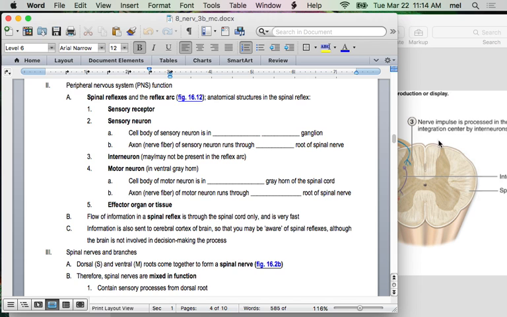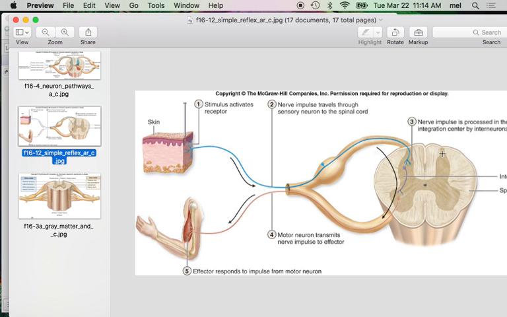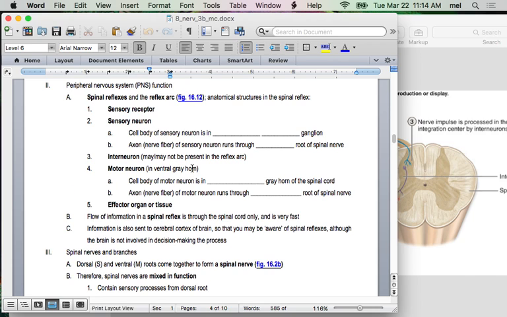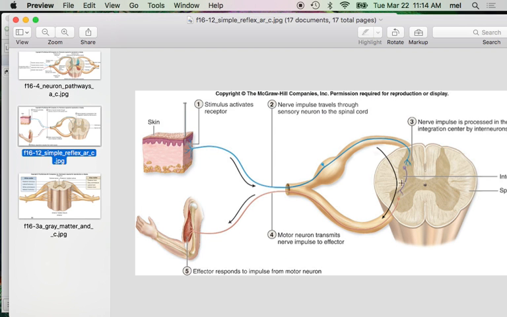And then the axon or nerve fiber of the sensory neuron runs through the dorsal root. Okay, so this is the dorsal root and that's the ganglion on the dorsal root. So the axon or nerve fiber runs through there. And then it's going to synapse in the gray matter of the spinal cord, right? And it's going to synapse with an interneuron, which may or may not be present in the reflex arc, or it can directly synapse with the motor neuron if there isn't an interneuron. But regardless, these two are going to be in the gray matter of the spinal cord, right?